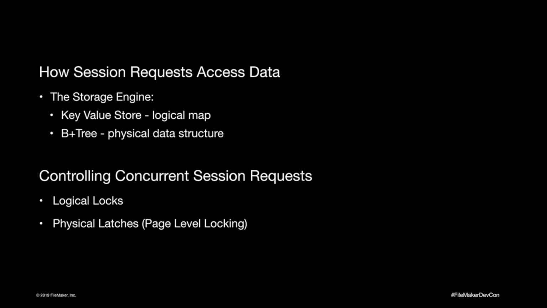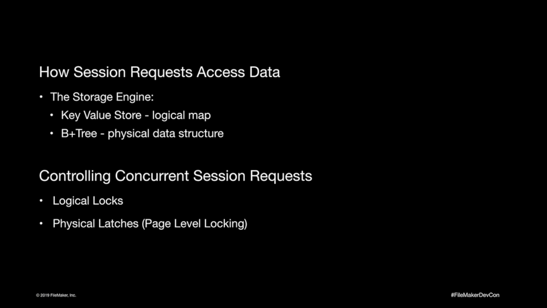So I'm going to talk about the FileMaker database engine. Basically, if you look at the database engine, there are two logical components. The first one is the key value store. Basically, the whole data in the FileMaker is organized as a key value store. So how do you basically control access to the key value store from multiple sessions? And at this lower level, we have what's called a B plus tree. That is how we actually physically organize the data in the database.